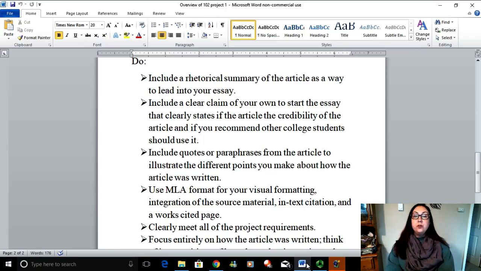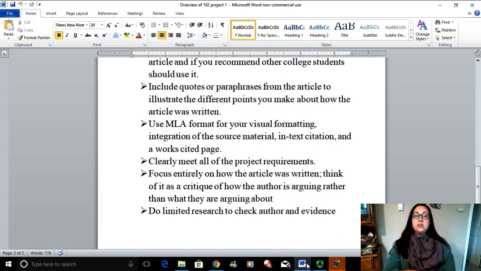Make sure that you do include actual evidence from the article to back up what you're saying. If you say that the article lacks clarity, well, pull an example from the article showing how it lacks clarity. If you think an article uses too much evidence, pull a section from the article that illustrates that it's using too much evidence or that there's a lack of evidence. Pull a section where they should have included a source. You want to actually use quotes or paraphrases to back up what you're saying. You can't just make a claim about the article and not prove it or illustrate it.